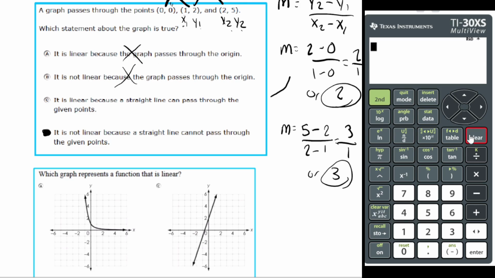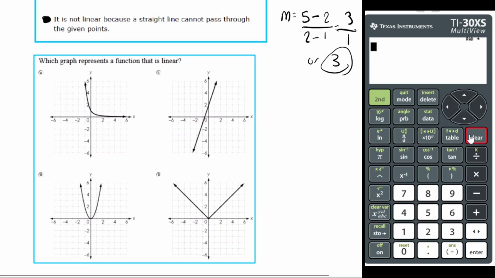So it's D. Which graph represents a function that is linear? Okay. A function that is linear. So again, when you break down linear, you see line. Which one of these is a straight line? C. Done. Move on.